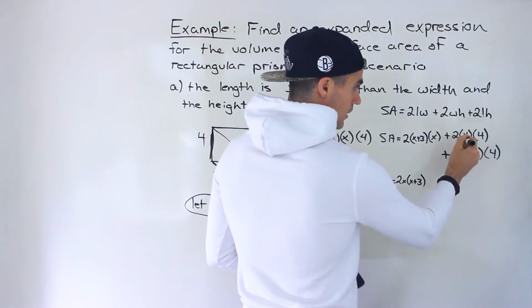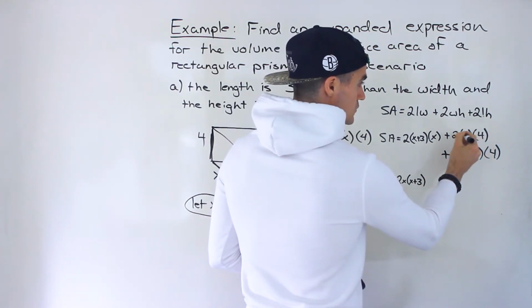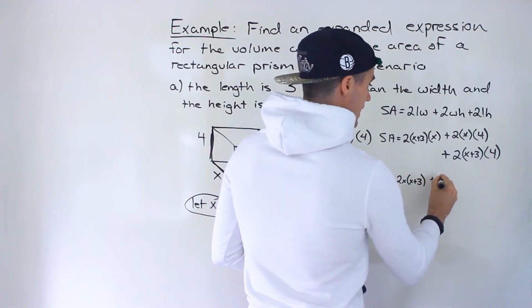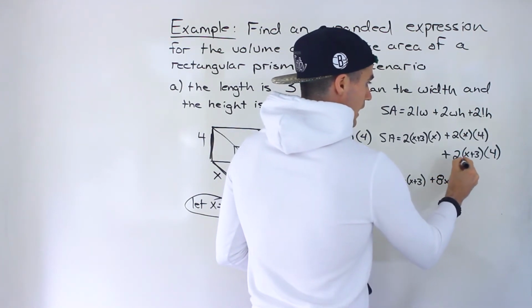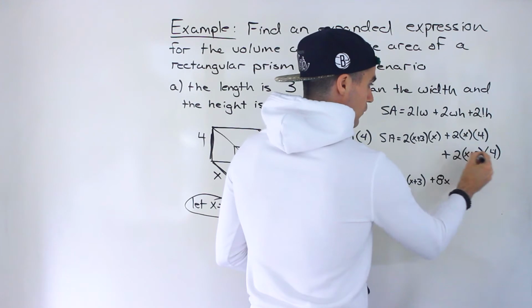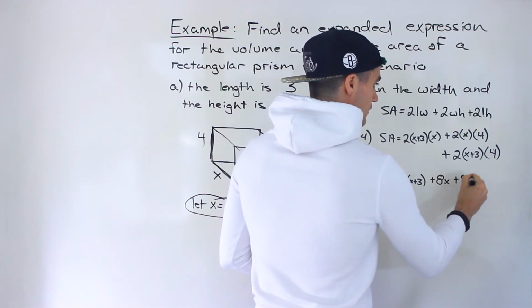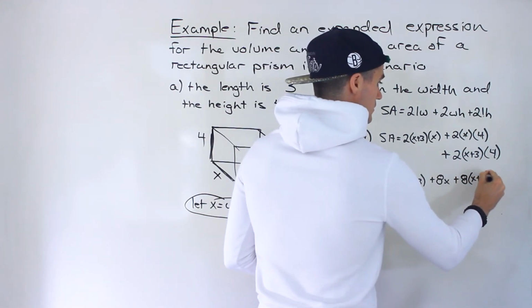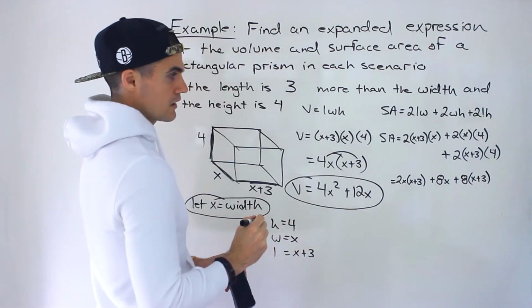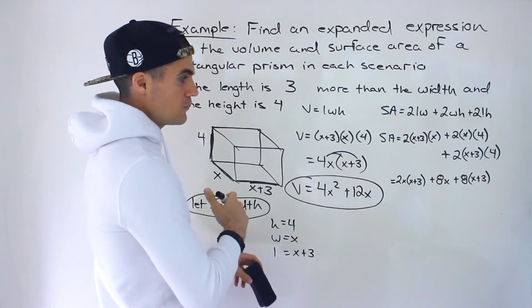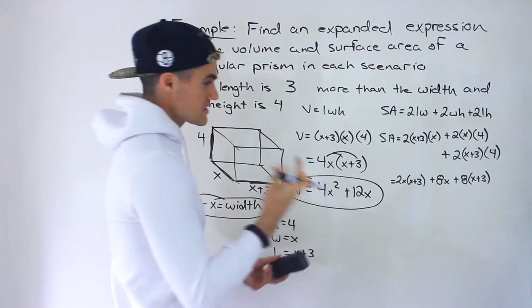These we could just multiply because they're all just single expressions. 2 times x times 4 would give us 8x. And then this over here, I'm going to multiply the 4 and the 2, put that in front, and then we'll have the x plus 3, like that. And now we just have to expand everything, simplify like terms.